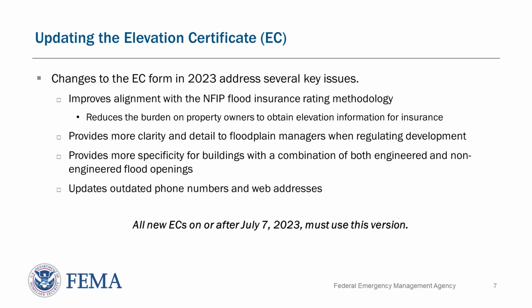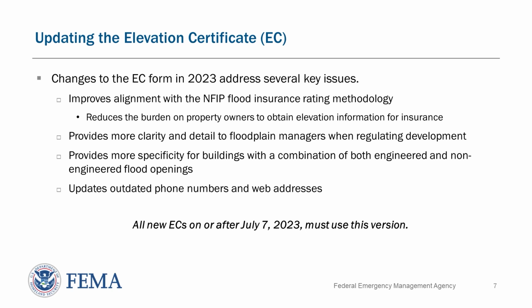This new version of the form addresses several key issues. There's a new section that property owners can use to self-certify the building's first floor height in any flood zone without a professional survey. The expanded instructions clarify things that have been confusing or ambiguous. The new form collects more detailed information that floodplain managers use when regulating floodplain development. For buildings that have a combination of engineered and non-engineered openings, there have been some changes in Section A that make that easier to document. The instructions have also been updated to reflect new contact and website information.